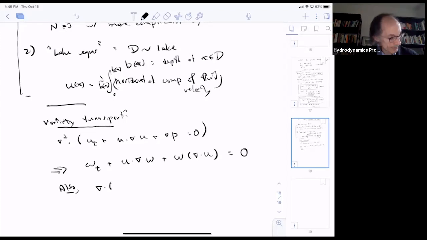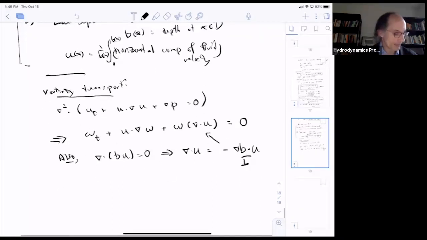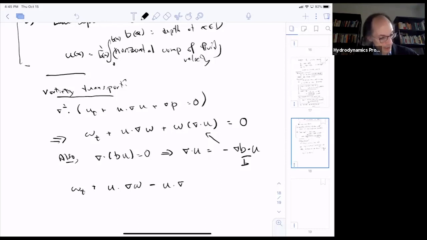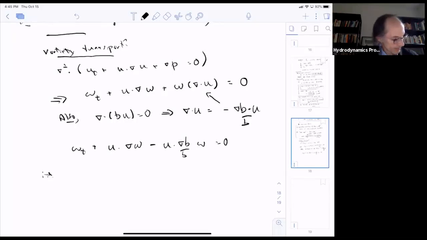Here's the incompressibility. This tells me that the divergence of u is minus the gradient of b dot u over b, since the divergence of b u is zero, so grad b dot u is minus b times the divergence of u. I put that in here, and I find that omega_t plus u dot grad omega minus u dot grad b over b times omega is 0. I'm going to write something down and then we'll see if it's correct.